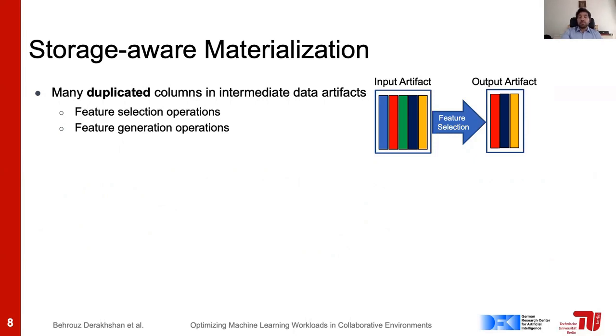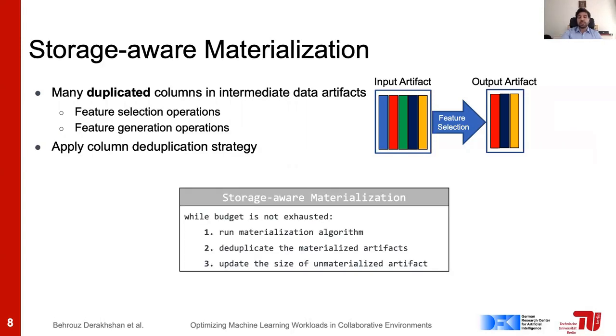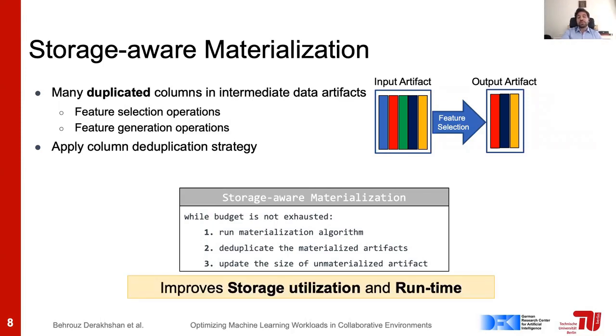So in order to improve our algorithm, we added another step, which is a deduplication step, where every time we call our materialization algorithm, we deduplicate the results, getting rid of all of the columns that appear in multiple artifacts, which frees up some space, and we can store more artifacts. We show that this improves storage utilization and runtime in our experiment.